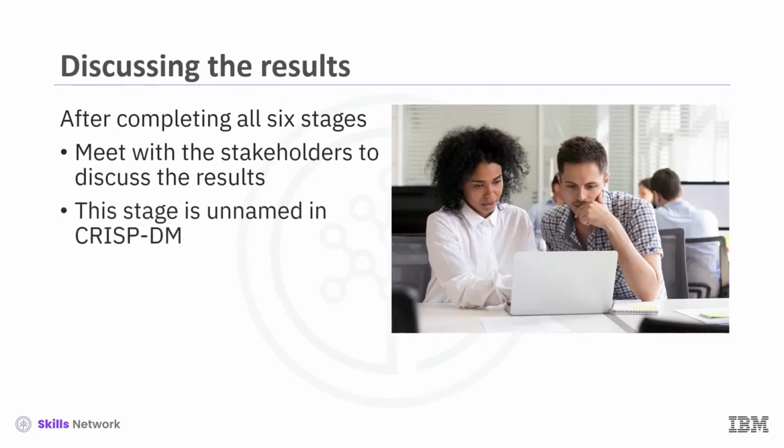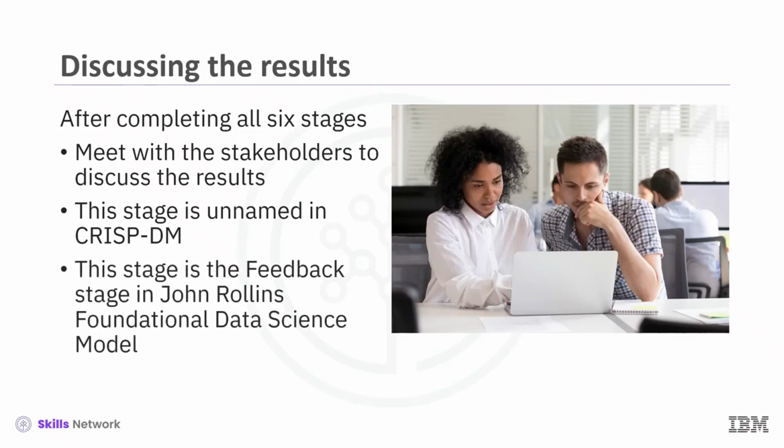In CRISP-DM, this stage is not named. However, in John Rollins' data science methodology model, the stage is explicitly named the feedback stage. You'll continue the CRISP-DM process stages until the stakeholders, management, and you agree that the data model and its analysis provide the stakeholder with the answers they need to resolve their business problems and attain their business goals.